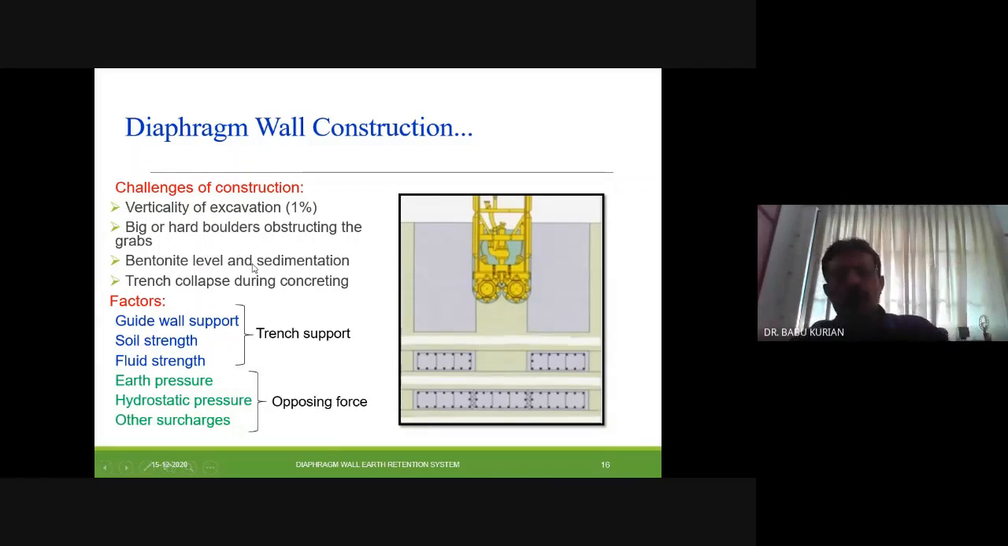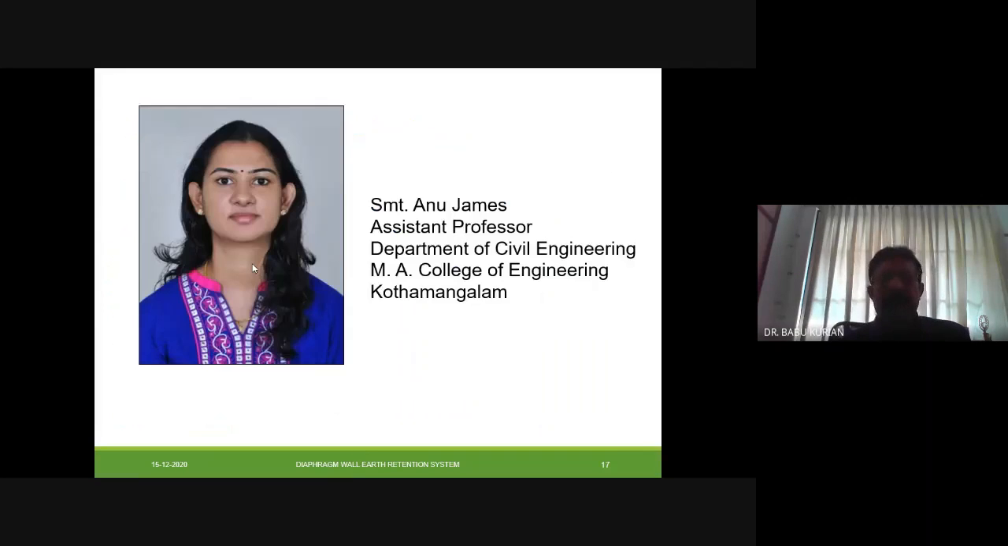So we have to make some proper measures to be developed or designed to overcome these challenges. Now, this is the introduction regarding the diaphragm wall.